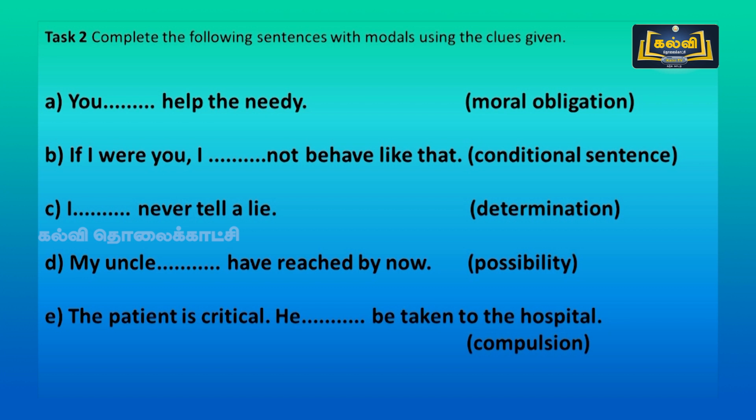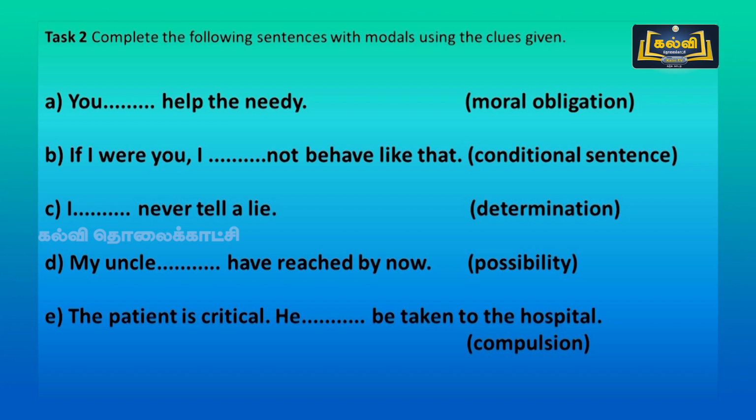Coming to the D. My uncle dash have reached by now. Here it shows possibility. Yes, already we have learned, it may rain. May. My uncle may have reached by now. When there is less possibility, we have to use might.